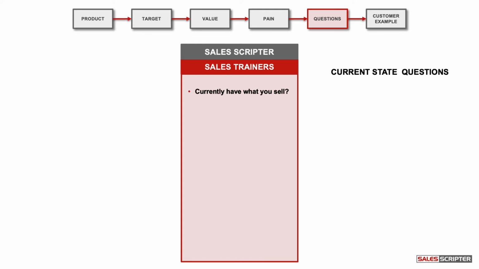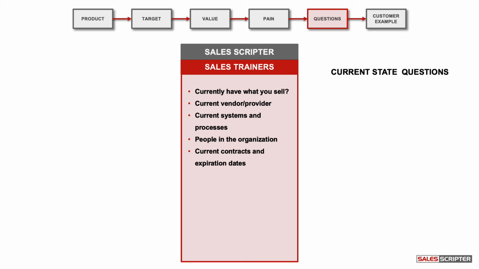For example, you probably want to ask the prospect if they currently have the type of software that you have to sell, who they bought from or who their provider is. You probably want to ask questions about systems they're currently using, some of their current processes. You might want to try to learn about people in the organization. You might want to ask about the current contracts that are in place and expiration dates for those contracts. There are likely different sizing questions for the software that you sell.